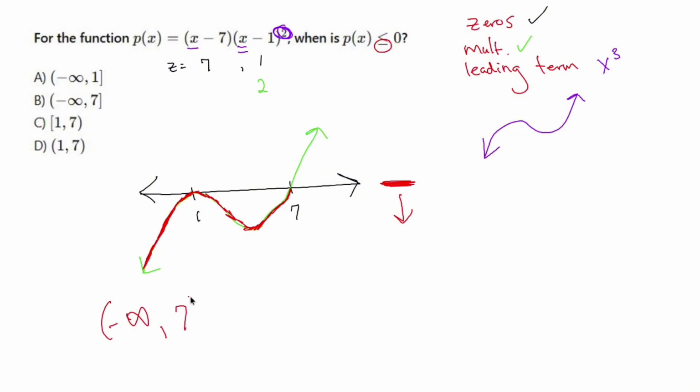Now I'm going to include 7 because at 7 we're at 0 and we're allowed to include 0. So everything else is going to be positive. Everything after 7 to positive infinity is going to be positive, above the line, which means everything below the line exists from negative infinity to 7, which is going to be b.